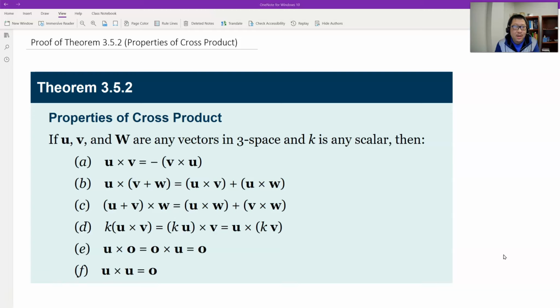If we interchange the position of the two vectors, the result will go to the opposite. This is not commutative, right? So we have a name. We call it anticommutative. So it's different from dot product.